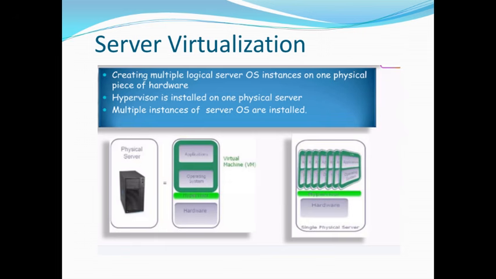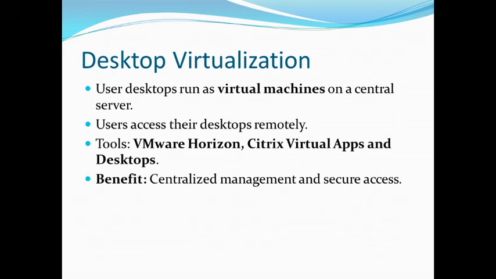This approach improves the server utilization and helps organizations save on hardware, energy, and maintenance costs. For example, instead of running 10 servers for 10 apps, we can run them as 10 VMs on one physical machine. Next comes desktop virtualization.